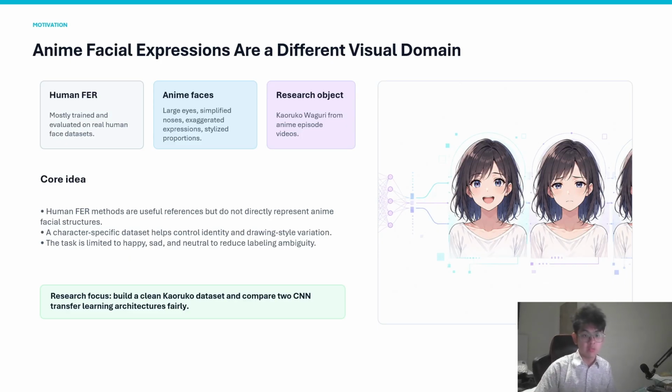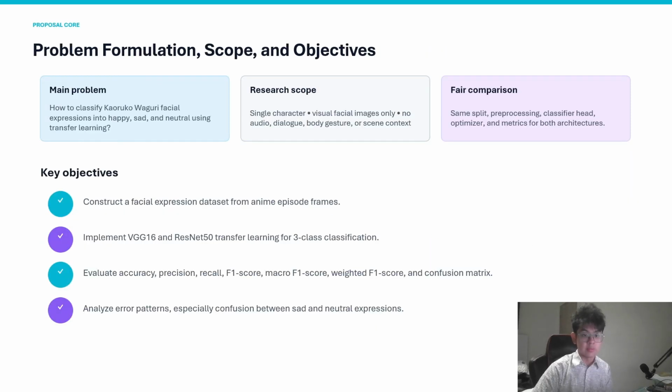In this research, I use Karo Kawaguri as the object because she appears repeatedly across the anime and shows many facial expressions. By focusing on only one character, the task becomes more controlled because the model does not need to learn differences between multiple identities or drawing styles. The expression classes are limited to happy, sad, and neutral because these classes are very common, easy to understand, and suitable for manual labeling from anime frames. So the main research focus is to build a character-specific dataset and compare the two transfer learning architectures fairly.